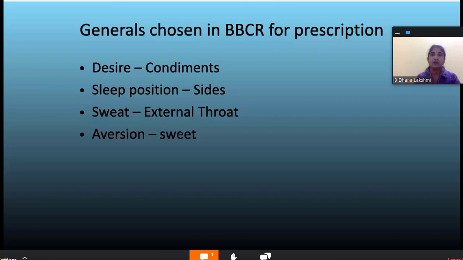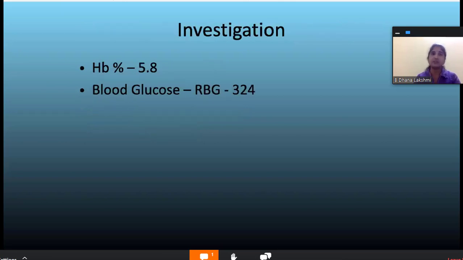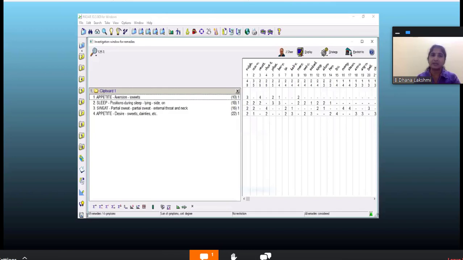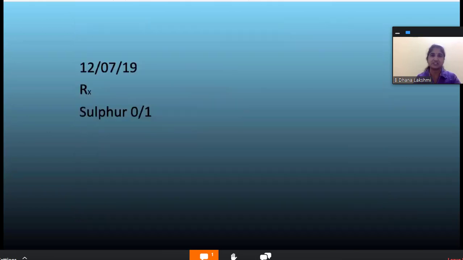On investigation on that particular day, her Hb was 5.8 and blood glucose level was 324. I worked out the case. The remedy which came out was Sulphur. I started Sulphur 0/1 with 10 succussions. Usually I go with the same method as was followed in Calcutta. We started Sulphur 0/1 on 12-7. The follow-up was on 29-7.